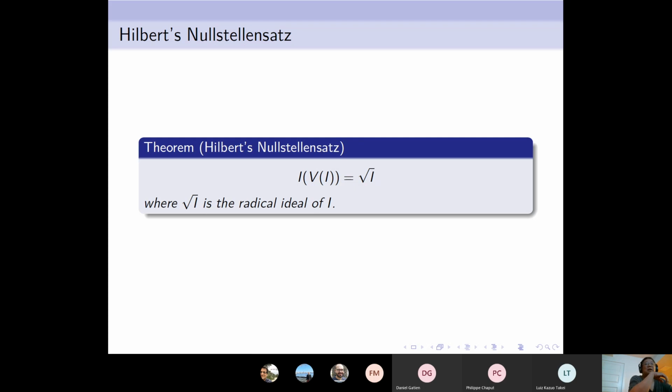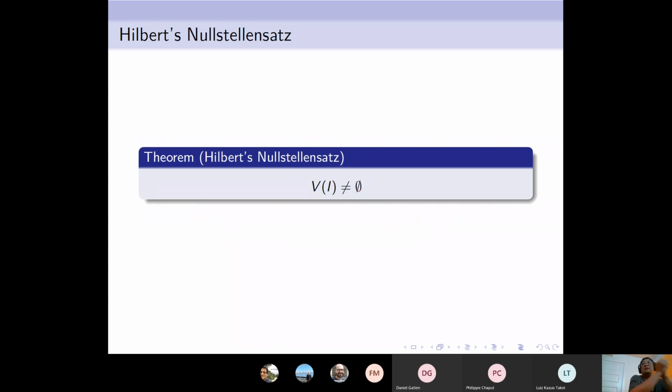And certainly, it has another form: V(I) is not empty. That means for any number of polynomials, as long as the ideal generated by these polynomials is not the ring itself, then we can always find a common root for this set of polynomials.